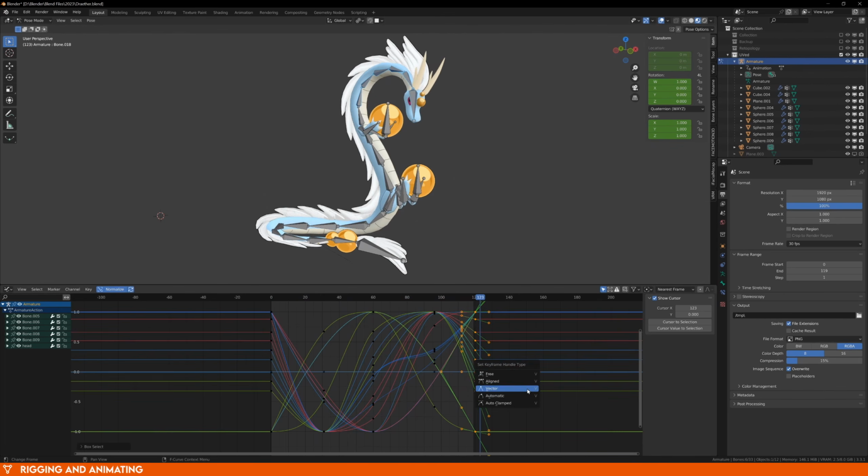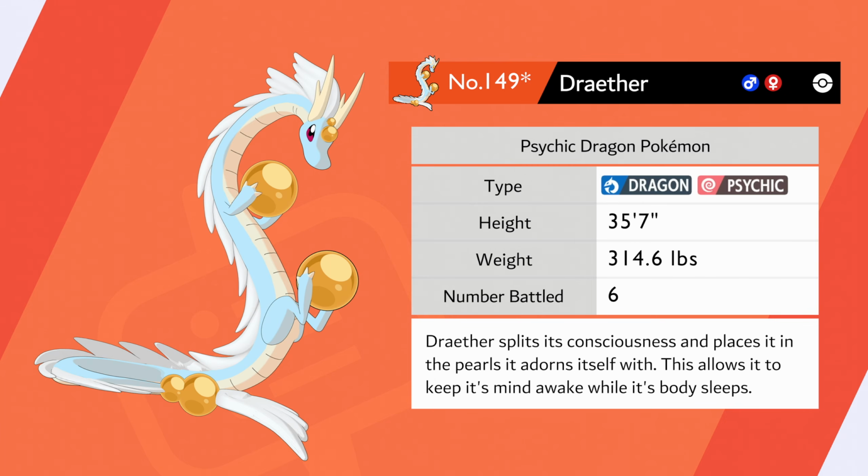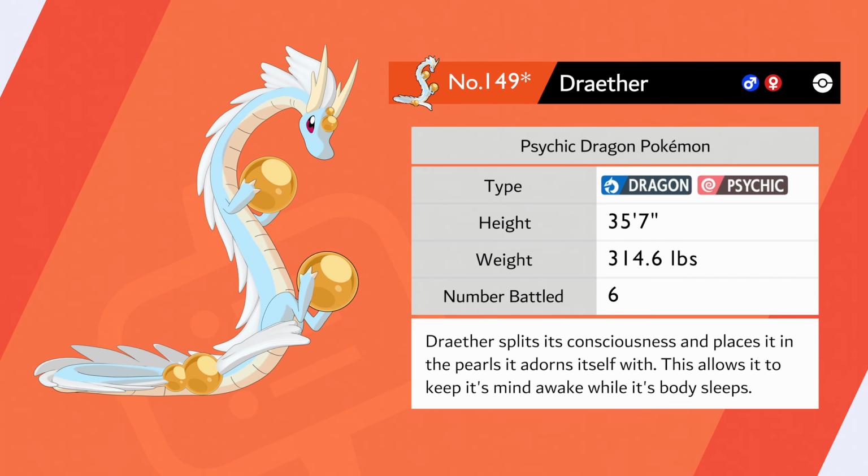You might need to play around with the graph editor and change the easing method for the first and last frames, but it entirely depends on the animation. And finally, we have our fake Pokemon, Drather. Drather, the psychic dragon Pokemon. It has split its consciousness and placed it in the pearls it adorns itself with. This allows it to keep its mind awake while its body sleeps.